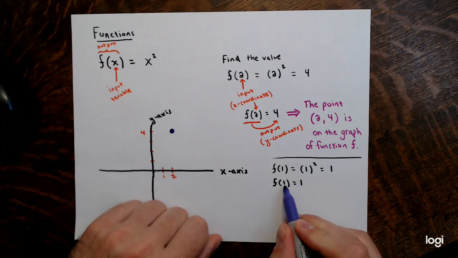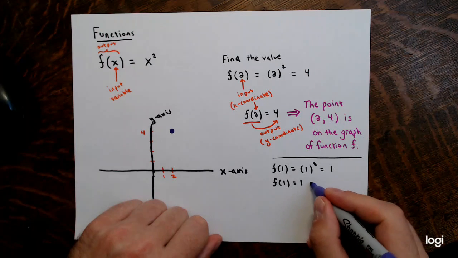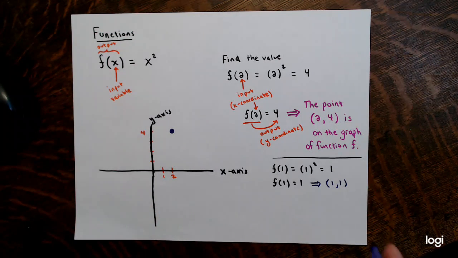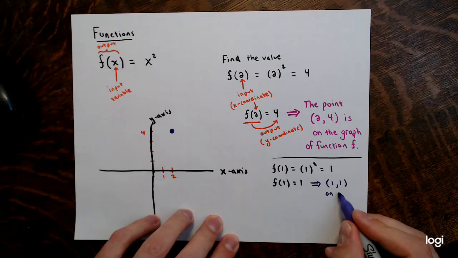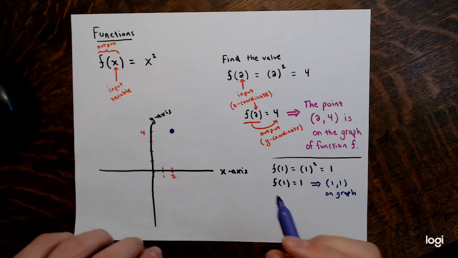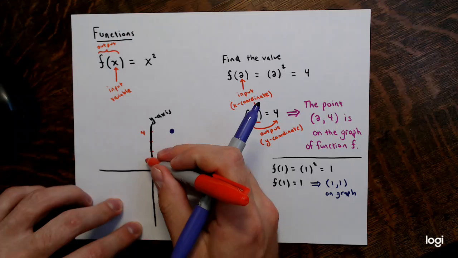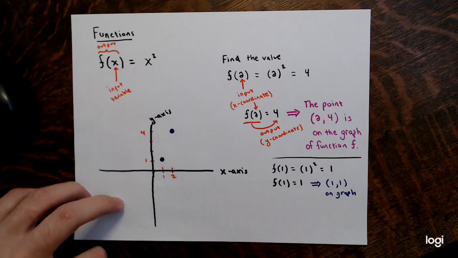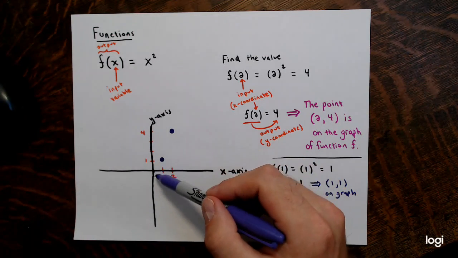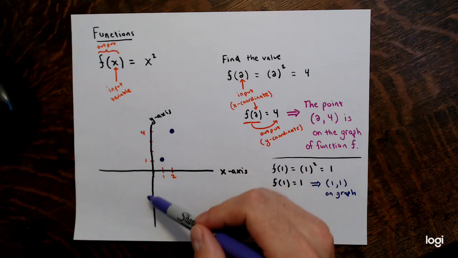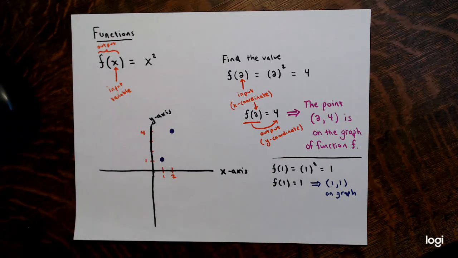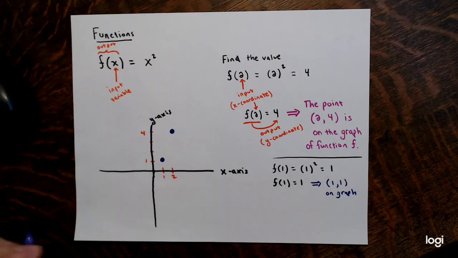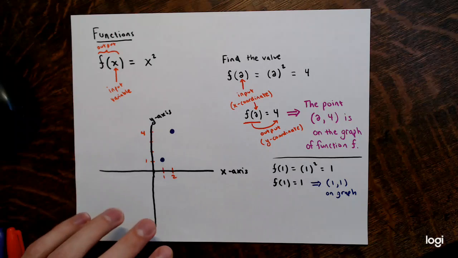So input 1, output 1. So the ordered pair 1, 1 would be on the graph. Input 1, output 1, x-coordinate 1, y-coordinate 1. There you go. And then some people might stop here and make the mistake of drawing this as a line, saying, oh, there's 2 points, you can draw a line through these, so let's keep going. And notice that the power on x is not to the first power, it's squared, so that's a good indicator that the graph's not going to be a straight line.